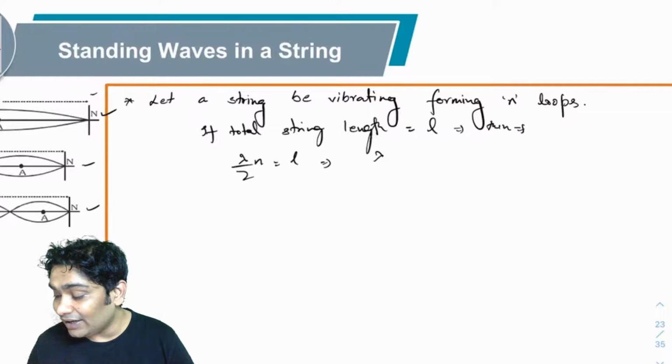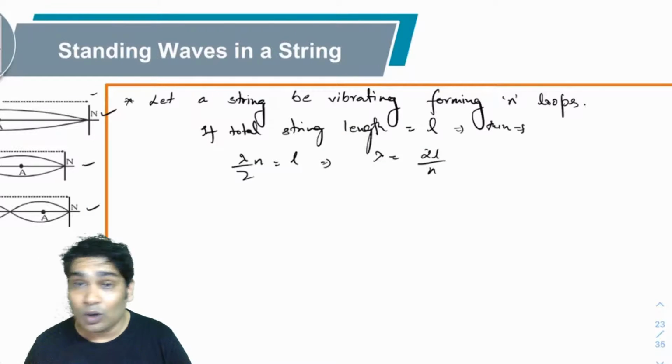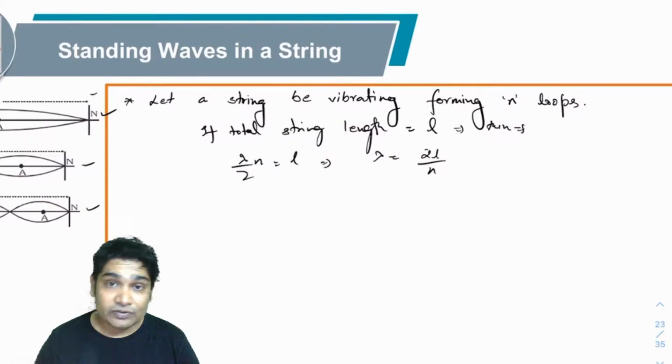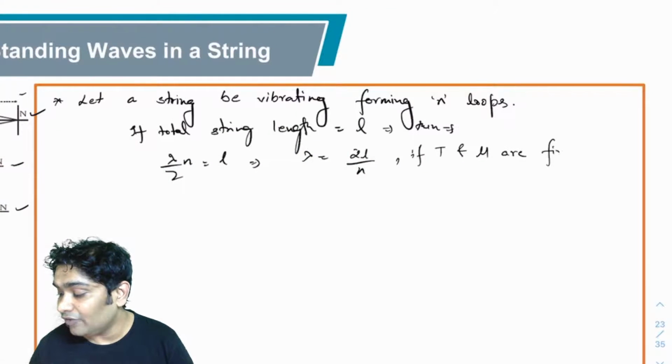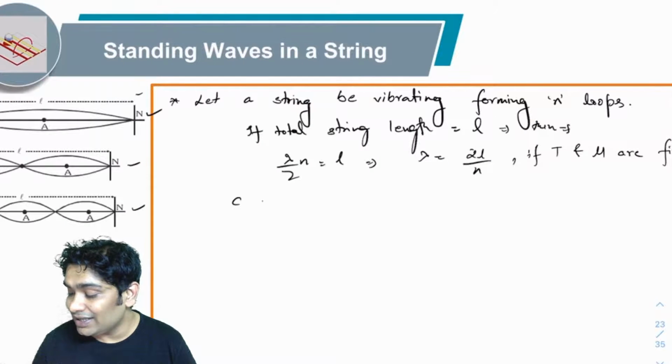So here I will get lambda equal to 2L over n. And I know the speed of the wave in the string, C, would be fixed if I fix the tension. If tension and mu are fixed, then obviously C is fixed, C being the wave speed.